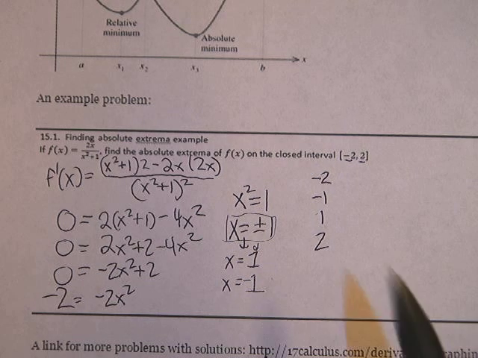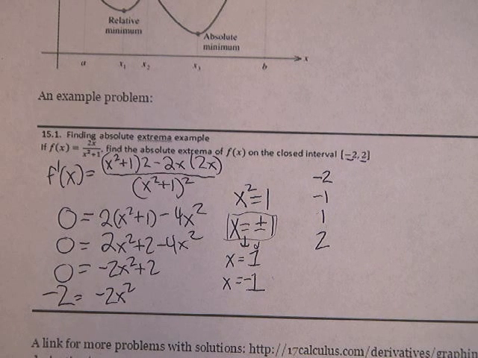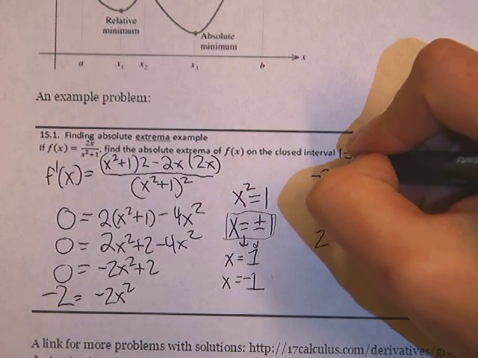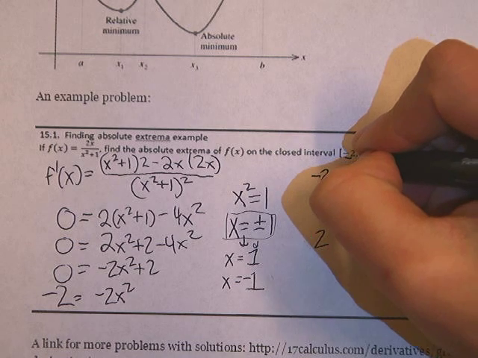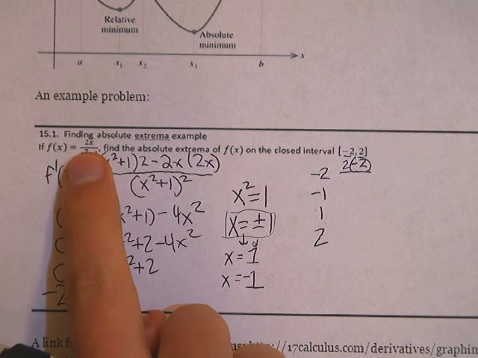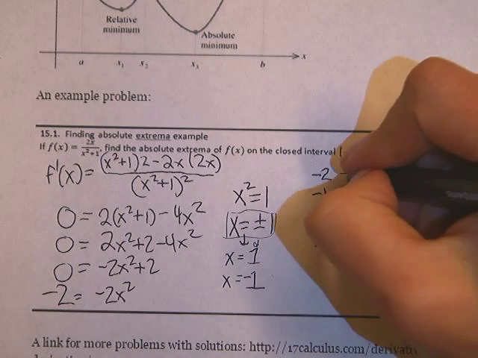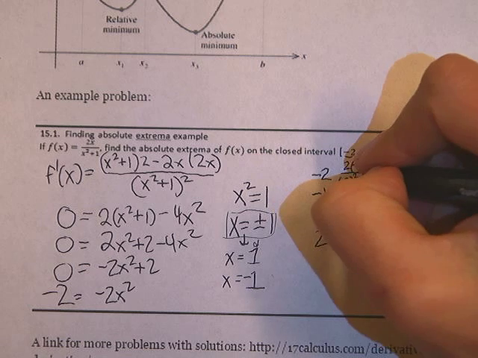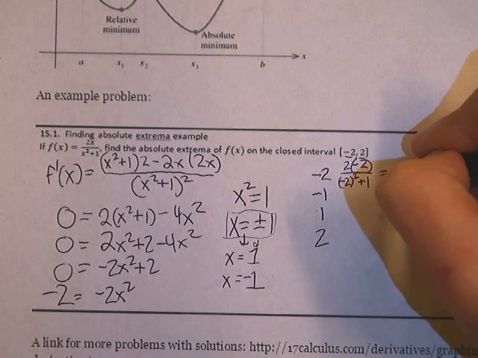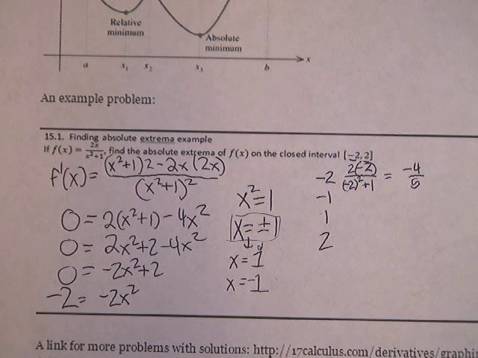It turned out in this problem that both of our critical points happen to occur in our interval, so we have to test both of them. But you don't always have to do that. Now we're testing these in our original function. So I'm going to get negative 2 times 2 on top. So I'm testing them in the original function, this guy, over negative 2 squared plus 1. And so here I get negative 4/5.